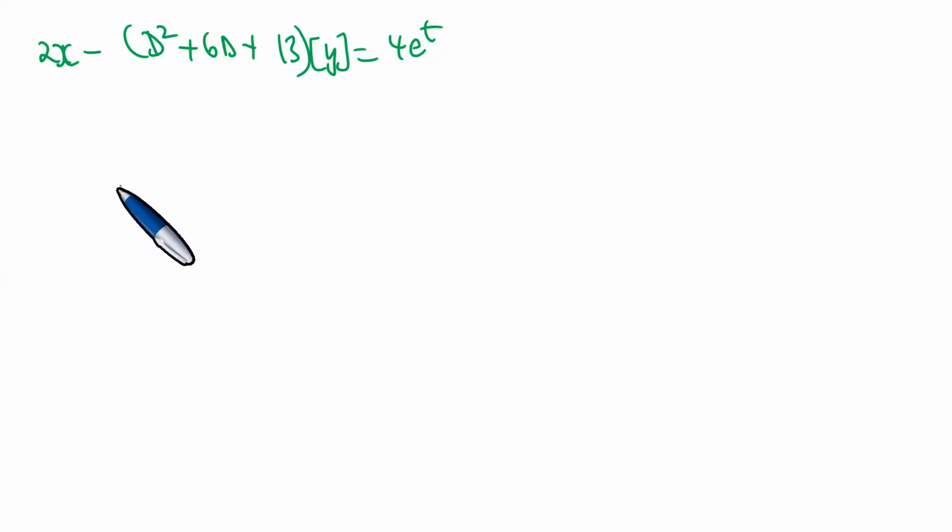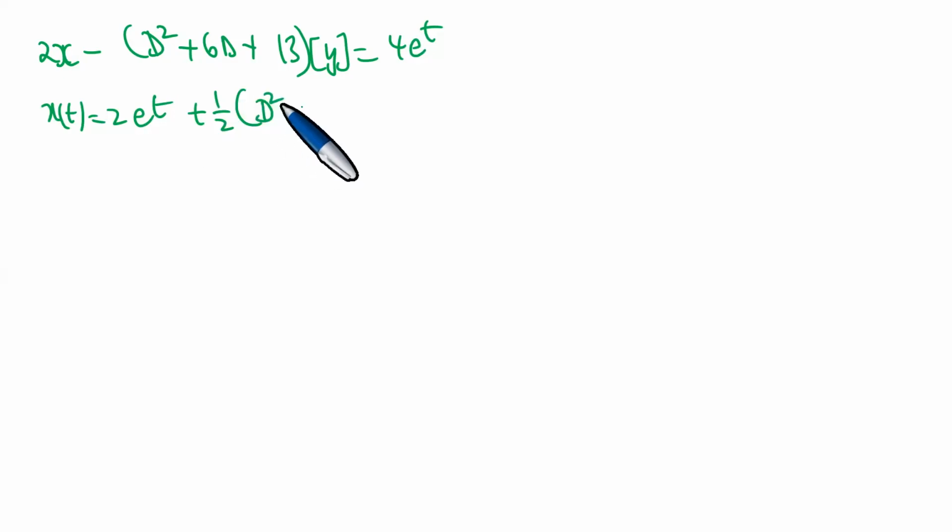Let's make x the subject of the equation. Making x the subject of the equation means x of t is equal to, obviously you move this to the other side and then you divide 4 by 2, 2e to the t, so that in the end you have plus 1/2 d squared plus 6d plus 13, just like so.